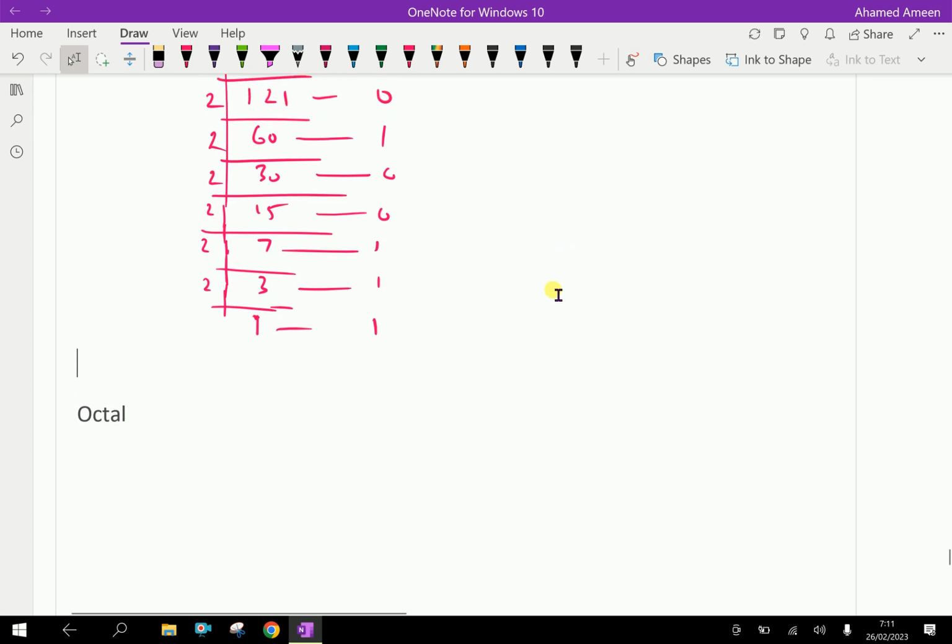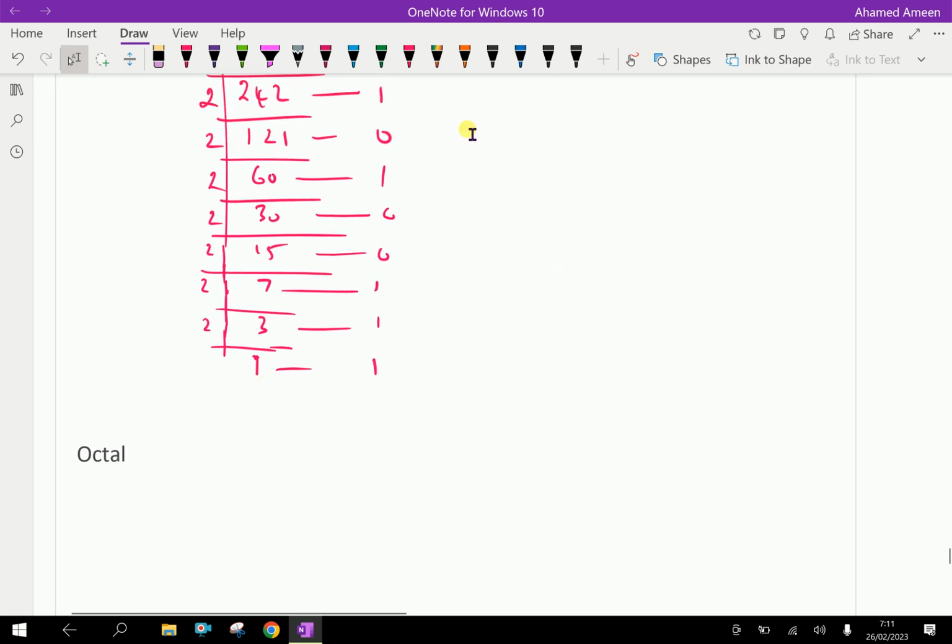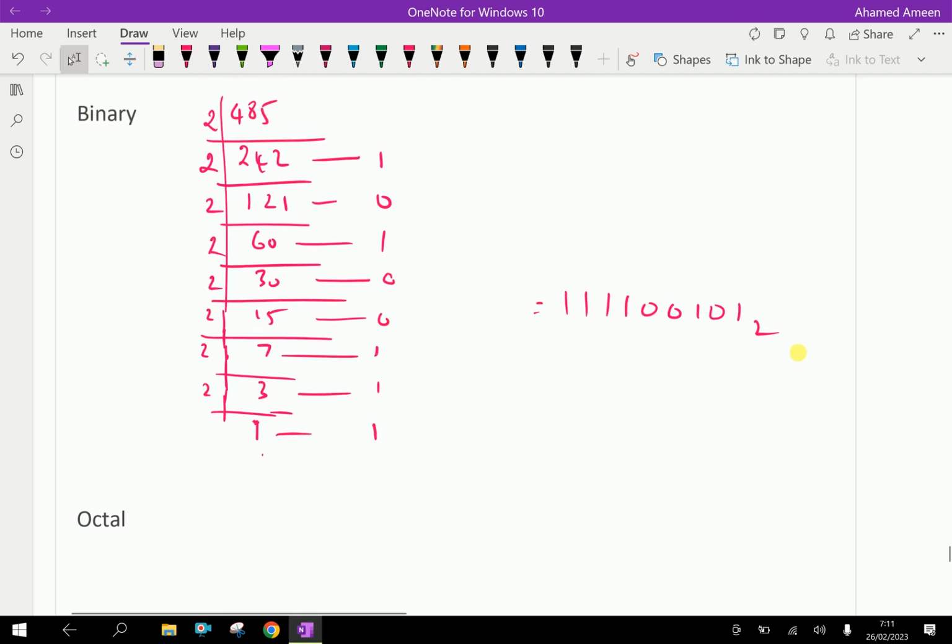Now we have to write in this order like here. Therefore 1, 1, 1, 1, that is 4 ones and 2 zeros, 1, 0, 1, base 2, which is equal to 485. 485 is the decimal representation. This is the binary representation.